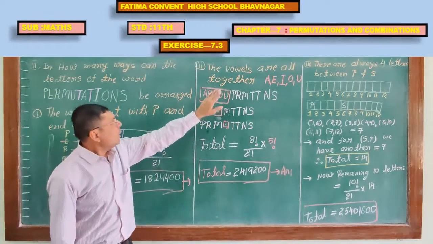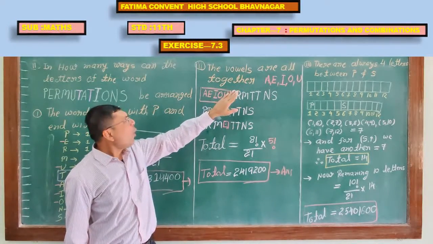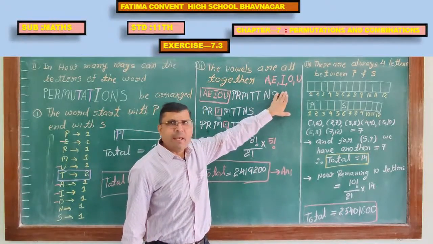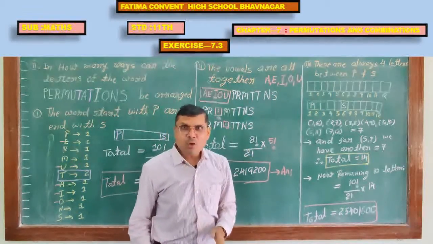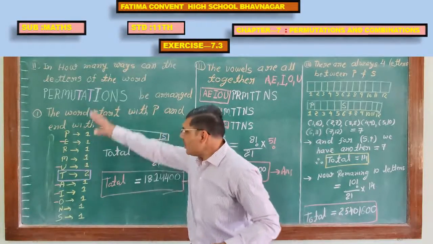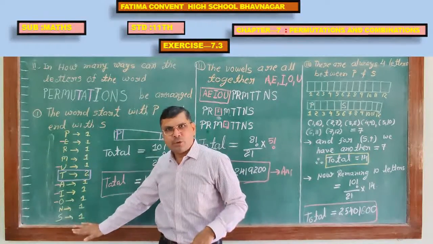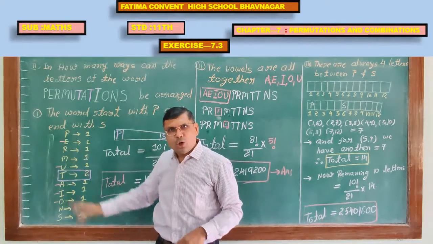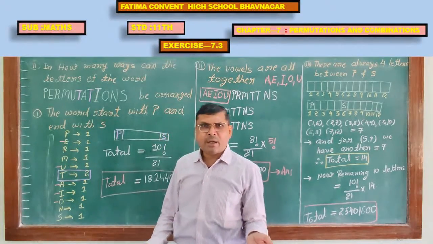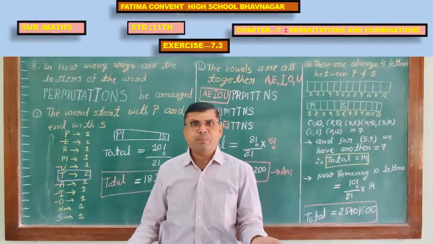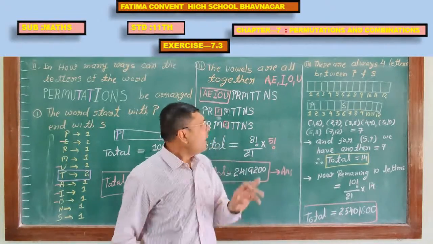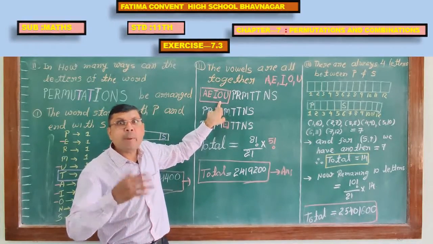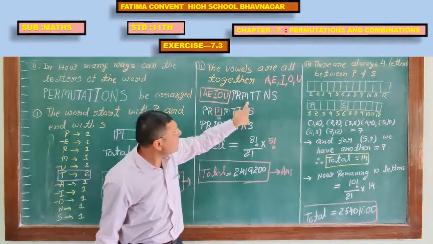Going ahead. Second one. The vowels are all together. Now you know which are the vowels: A, E, I, O, U. Unfortunately, all are there in this spelling permutations. That I already marked. A, E, I, O, U. So as I calculated in a previous sum, I will consider A, E, I, O, U as one box, and the remaining letters I will put separately.